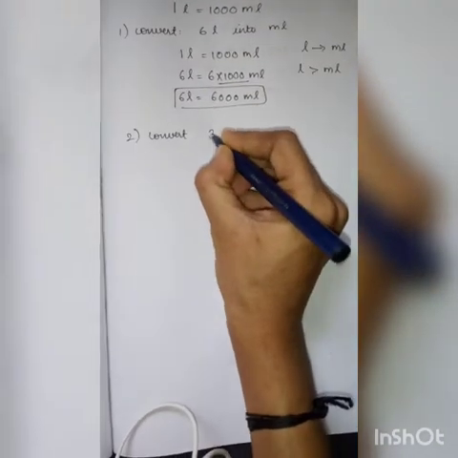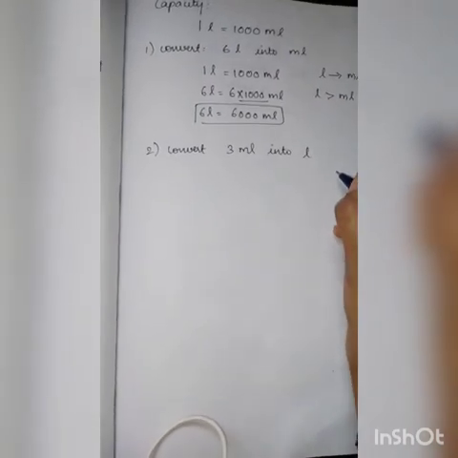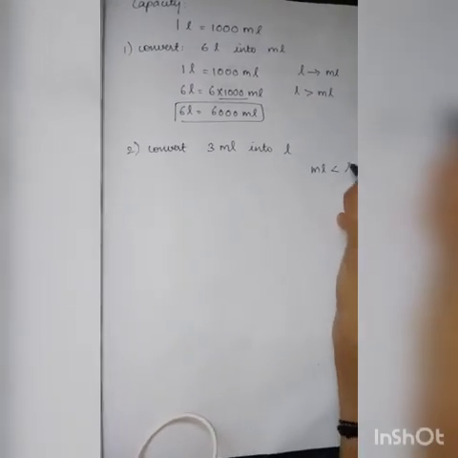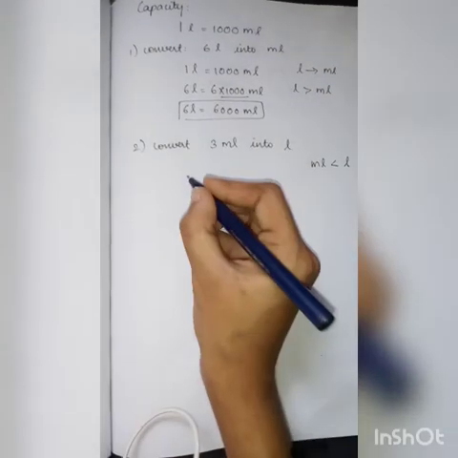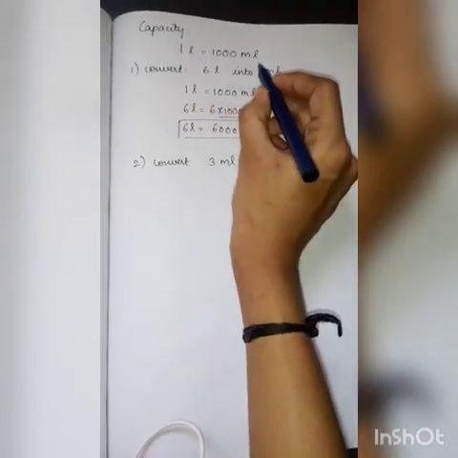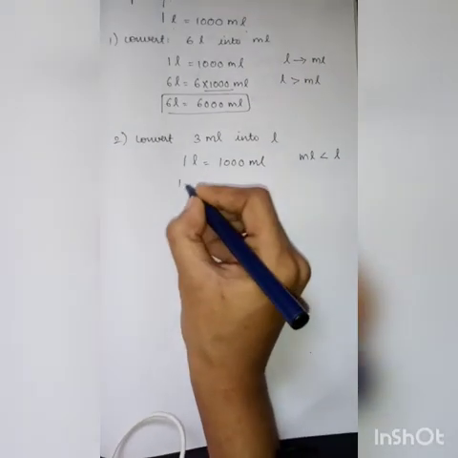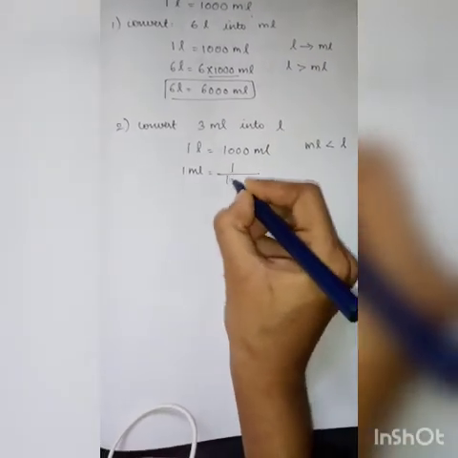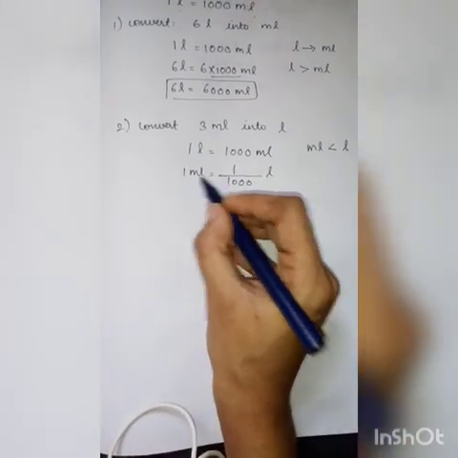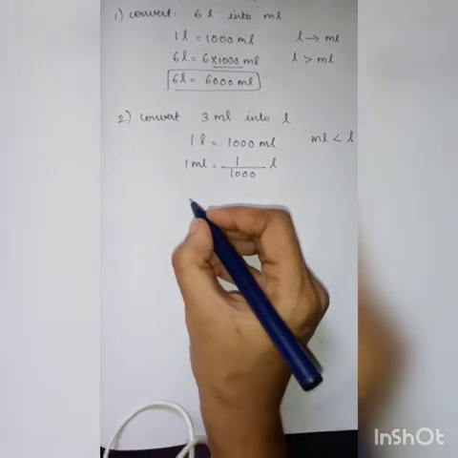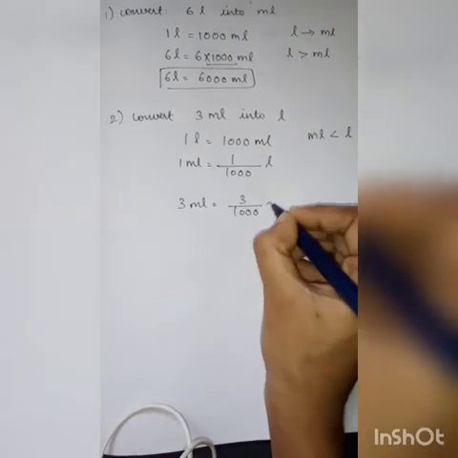Second problem is convert 3 milliliter into liters. Here milliliter is less than liter, so small to big. So what will you do? You will divide it, right? What is the relation between liter and milliliter? 1 liter is equal to 1000 milliliters. So 1 milliliter is equal to 1 divided by 1000 liters, because we are converting from smallest to biggest. So divide by 1000. So here 3 milliliter is equal to 3 divided by 1000 liters.